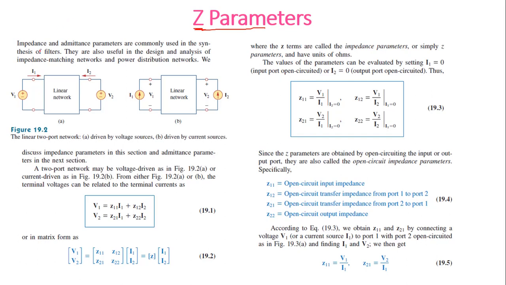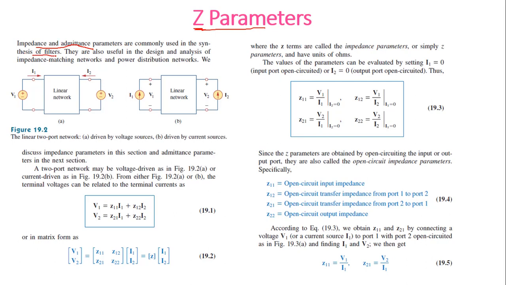We have already seen in the introduction of two-port networks that the voltages V1, V2 and currents I1 and I2 across the two terminals, that is the input and output terminals, are related by a set of parameters, and we are going to derive six sets of parameters. The first set is the impedance parameters, and the next is the admittance parameters. Impedance and admittance parameters are commonly used in the synthesis of filters.